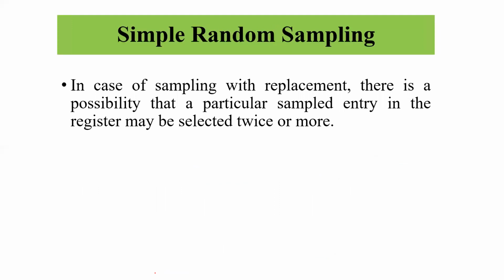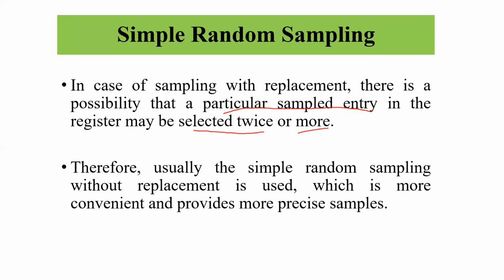Now, in case of sampling with replacement, there is a possibility that a particular entry in the register may be selected twice or more. Therefore, usually simple random sampling without replacement is used, which is more convenient and provides a more precise sample. So generally we use the without replacement method in simple random sampling.